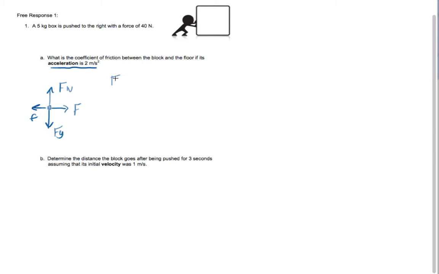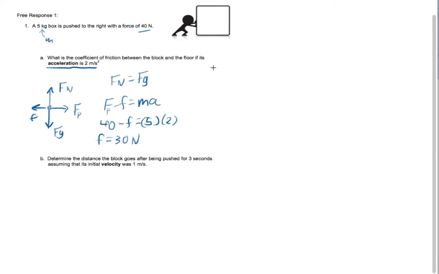Let's balance forces in the vertical direction. The normal force balances the weight. In the horizontal direction, we accelerate. That means the forces don't balance. So applied force minus friction, we'll call it the pushing force minus friction, equals m times a. We push with 40 newtons, so 40 minus the friction force equals 5 kilograms, that's m, times the acceleration, which is 2. So I'm getting a friction force of 30 newtons.